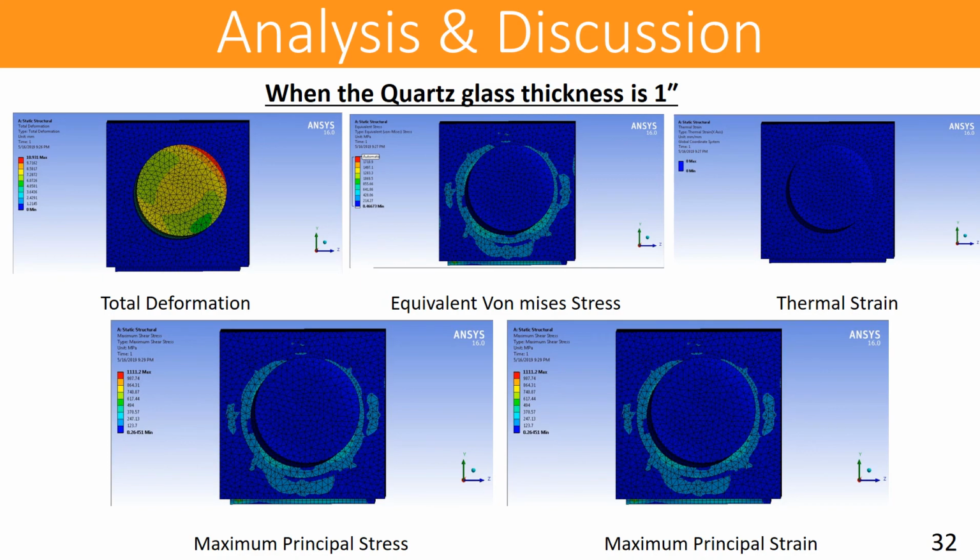So here are the results for the quartz glass when the thickness was 1 inch. We can have the total deformation, equivalent von Mises stress, thermal strain, maximum principal stress, and also maximum principal strain. These results were not that concerning and are actually below the safety mark.